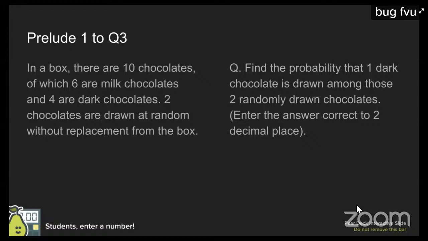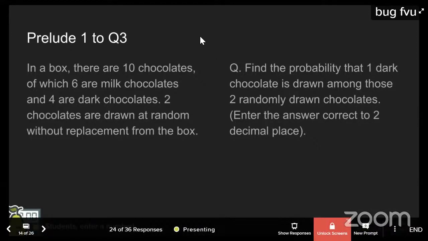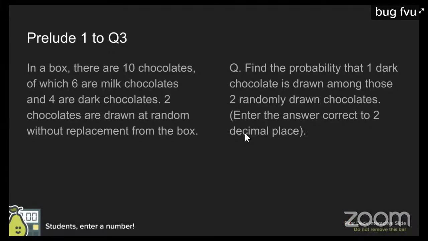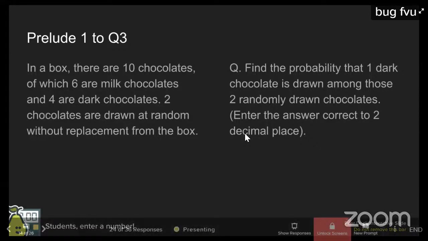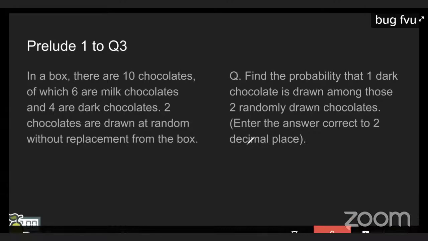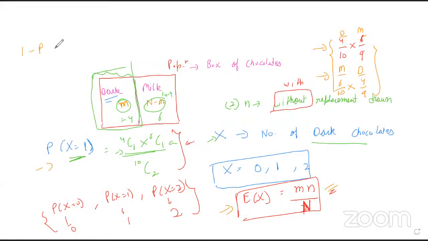Sir, if the question would be like, find the probability that at least one of the chocolates drawn among two is dark chocolate, how would you approach it? 1 minus probability x equals 0. So we will find the probability of 0 dark chocolates and subtract it from 1, right? That would be the easiest way. You can also do x equals 1 plus x equals 2, but whenever at least one comes, I approach it this way. That makes things a lot simpler.